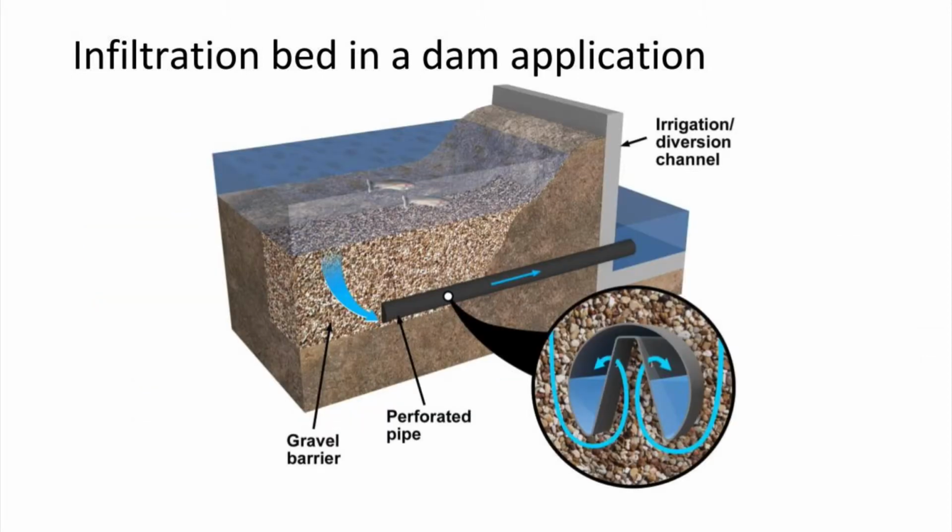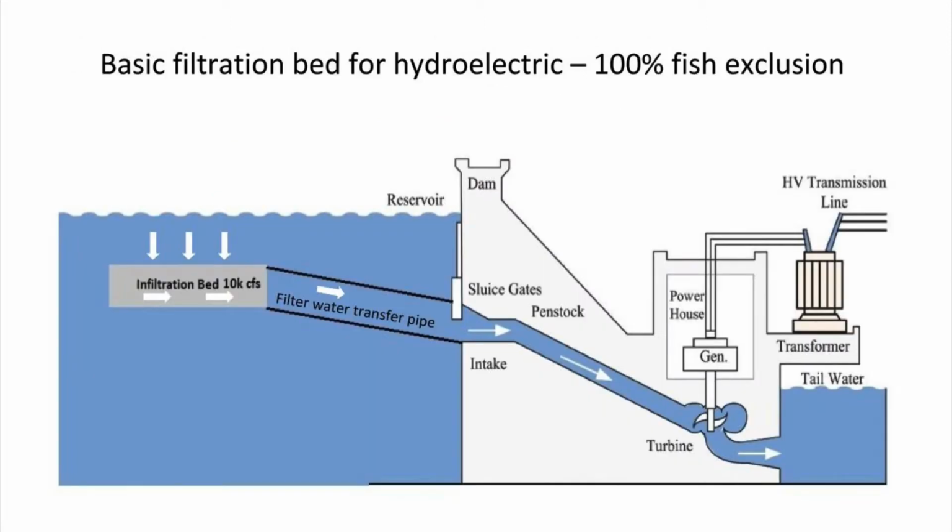The infiltration bed filters water through a bed of gravel to protect the fish from the turbines. The infiltration bed can manage water volume up to 10,000 CFS. So in this slide, we're showing the basic infiltration bed for a hydroelectric dam.